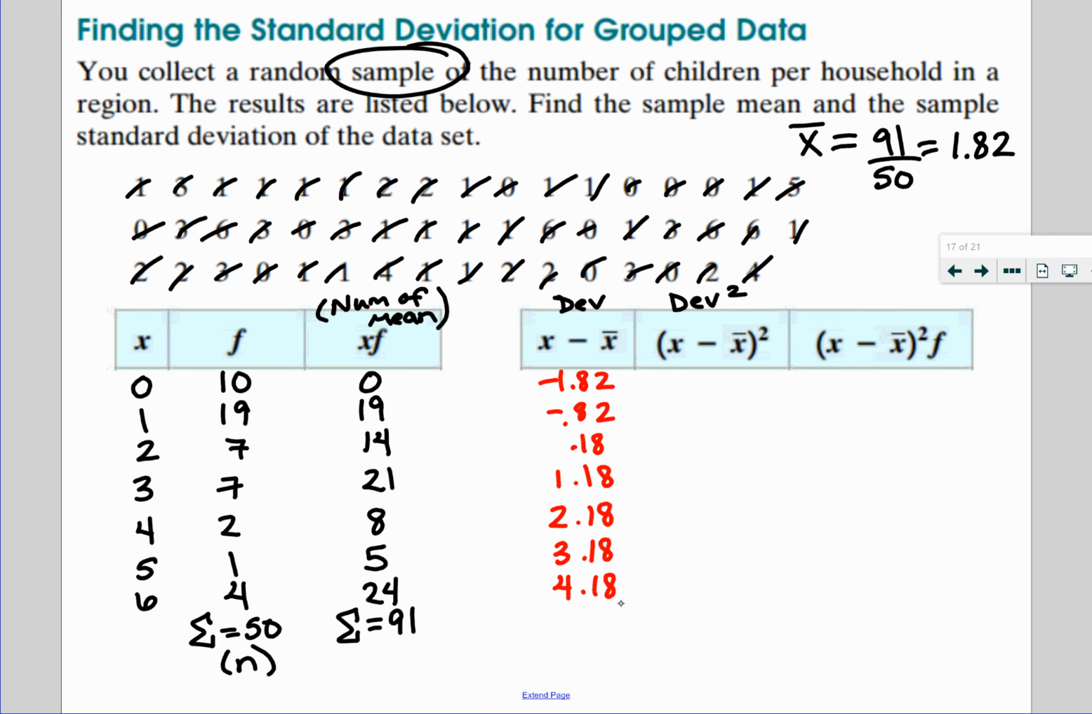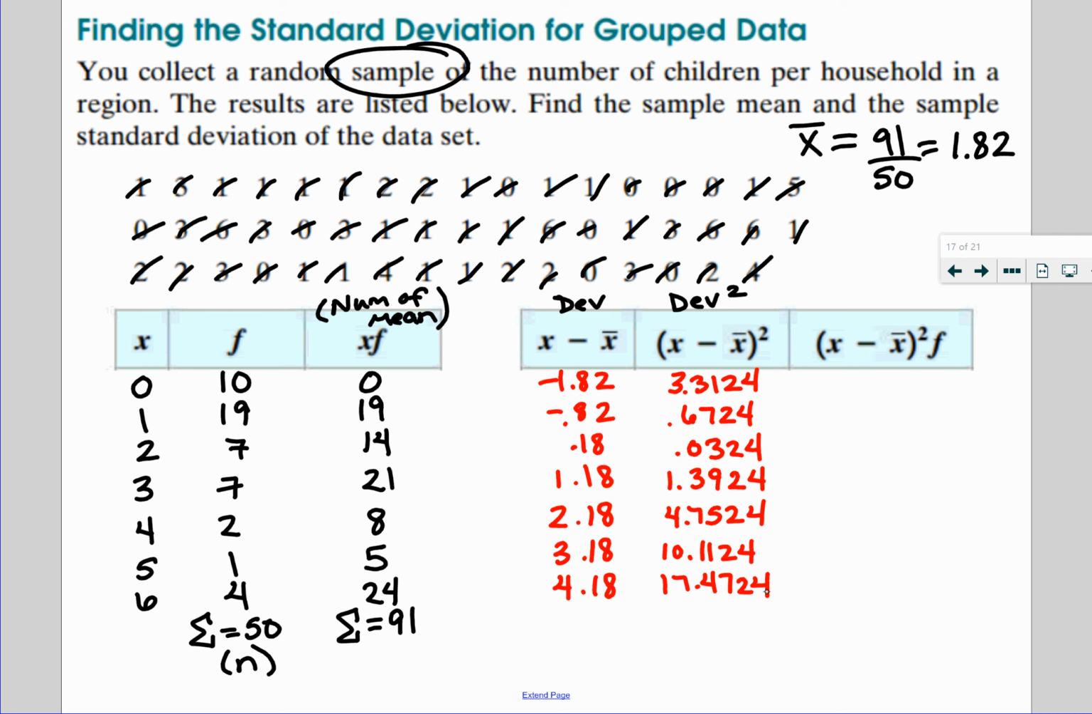Then we're going to square each of them. 1.82 squared, 3.3124. 0.82 squared, 0.6724. 0.18 squared, 0.0324. 1.18 squared, 1.3924. 2.18 squared, 4.7524. 3.18 squared, 10.1124. And 4.18 squared. So we took each x value and found its deviation squared.